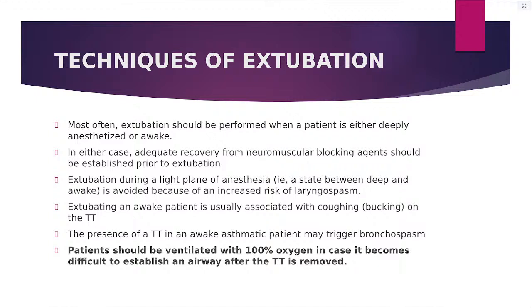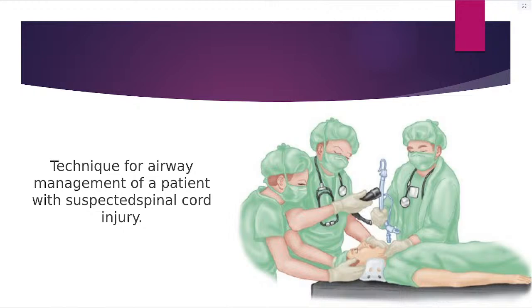You must know, before extubating your patient, to ventilate with 100% oxygen in case it becomes difficult to establish an airway after the tracheal tube is removed. If you have a patient with some myelopathy or problems with the intubation, first ventilate with 100% oxygen. After that, wait 5 to 8 minutes for pre-oxygenation, and then extubate and remove the tube, because you have the time. If you must intubate the patient again, you have the time and you don't have desaturation or low oxygen.